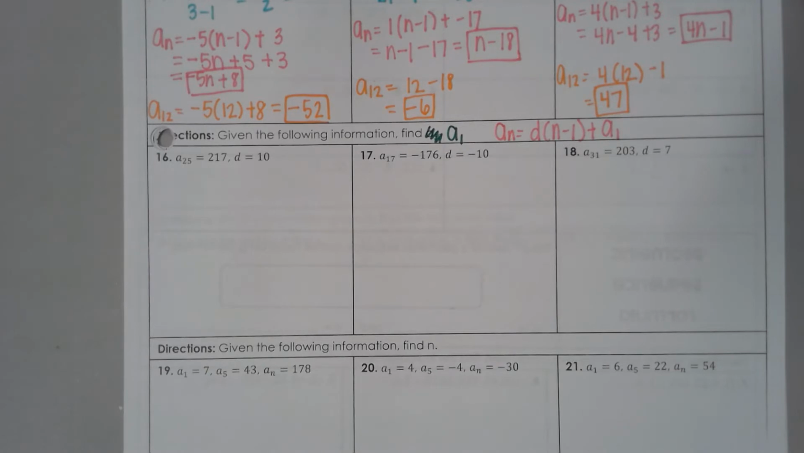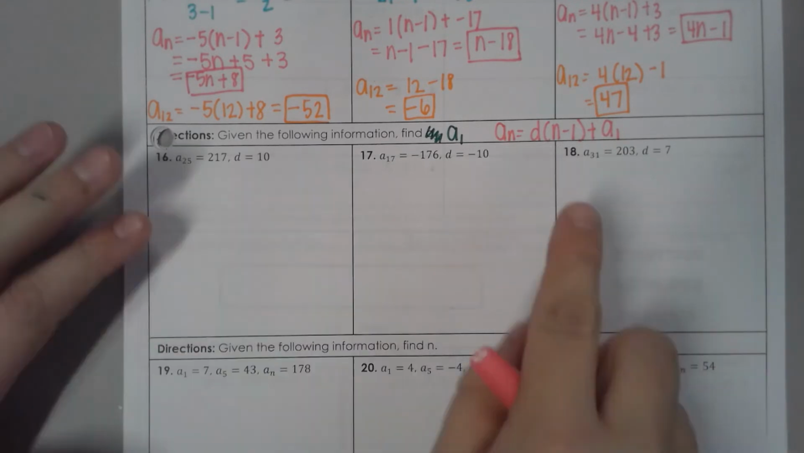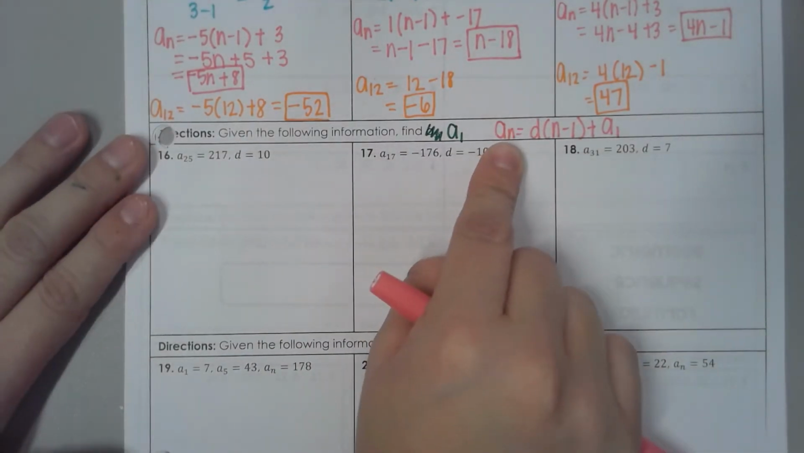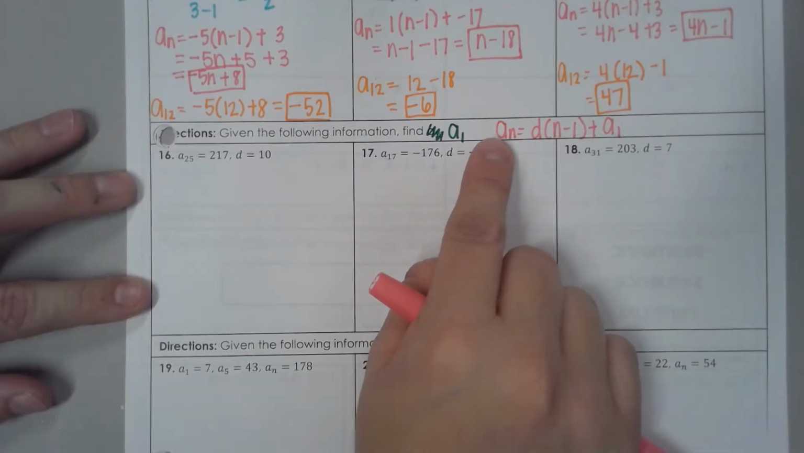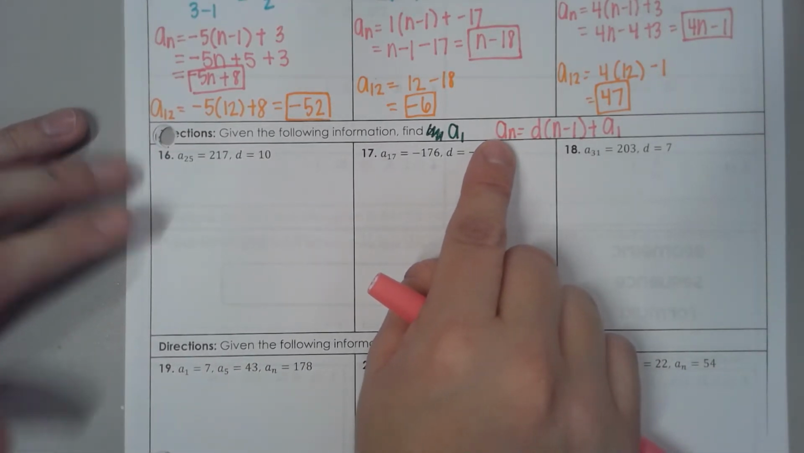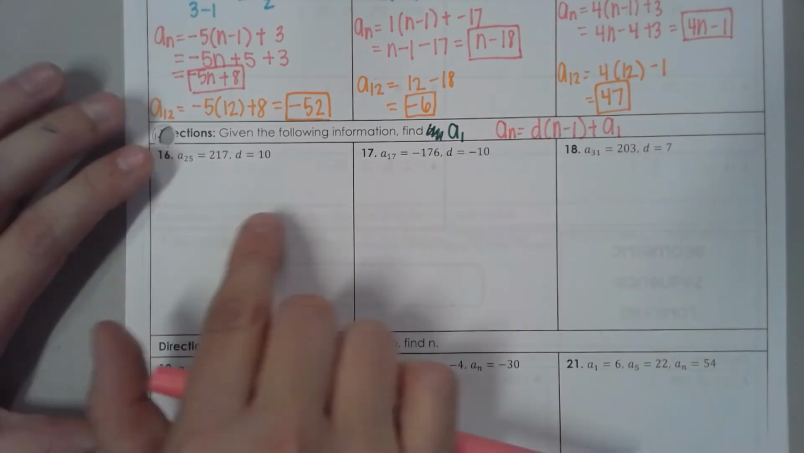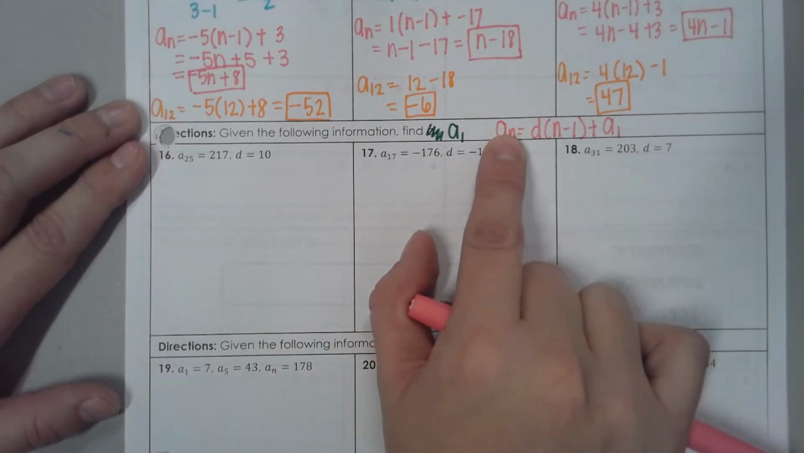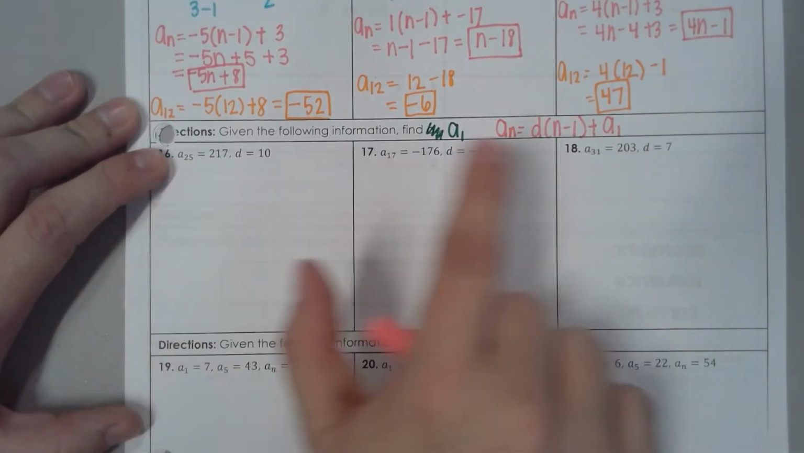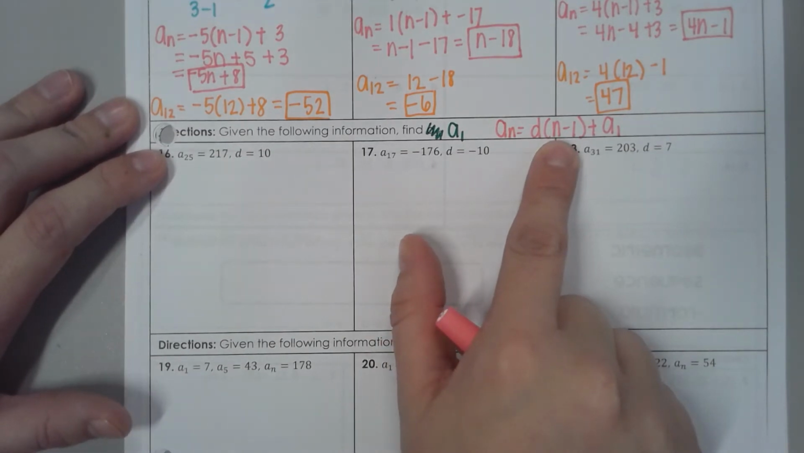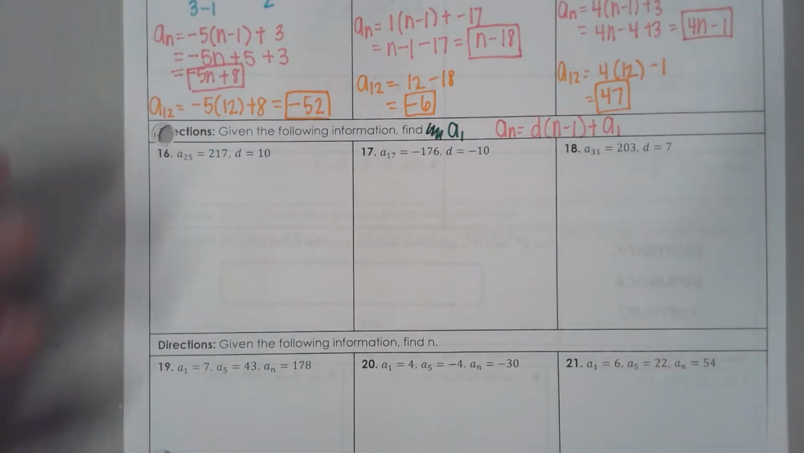So in problems 16 through 18, I have given you the common difference and I've given you some random term. Well, we know that an really means just any random term. So which random term did I give you? I gave you the 25th term. So I'm going to replace an with A25 because that's information I gave you. So what is n going to be? 25.